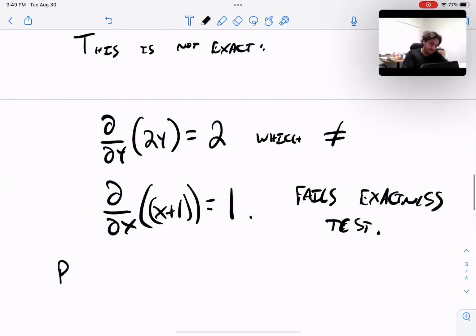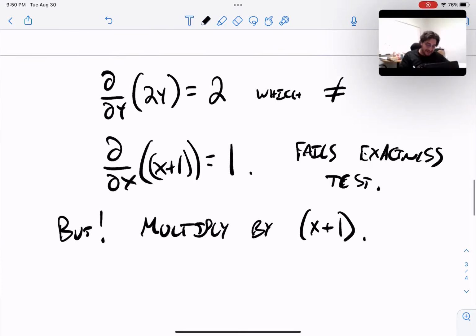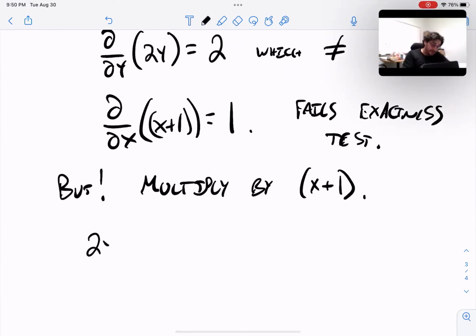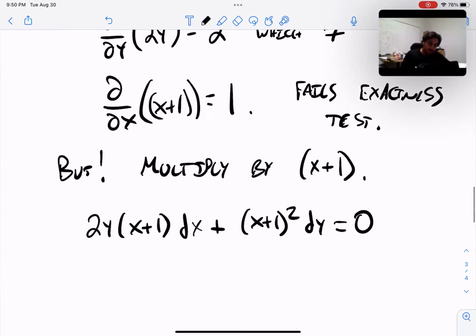But multiply both sides by x plus 1. Where did I get that from? I'm not telling you. Rabbit out of a hat, Oracle at Delphi, something gave us this idea. I'm going to multiply both sides by x plus 1. So now the equation becomes 2y(x plus 1) dx plus (x plus 1) squared dy equals 0.